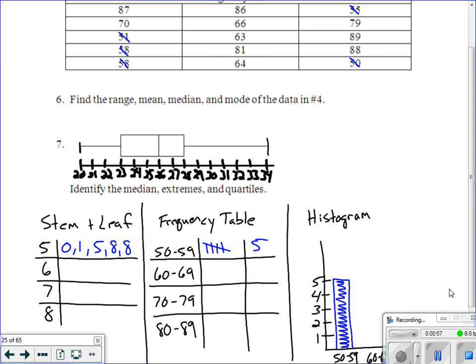Just as a reminder to get you started here with the stem and leaf and the frequency table and the histogram. Remember, the stem and leaf has to go in order. Our smallest number was 50. So what I've done here is I filled in all the 50s for you on the stem and leaf, the frequency table, and then the bar on the histogram. So you need to go ahead and finish it for the 60s, the 70s, and the 80s. And then again, don't forget range, mean, median, and mode, and then identify those values off the box and whiskers that it asks for as well.